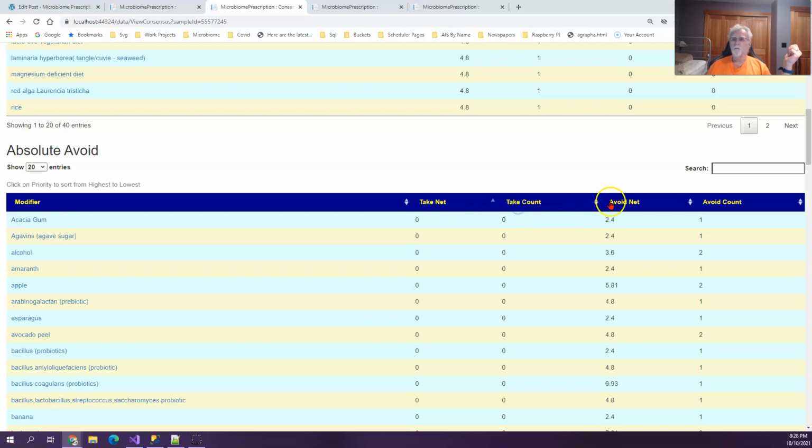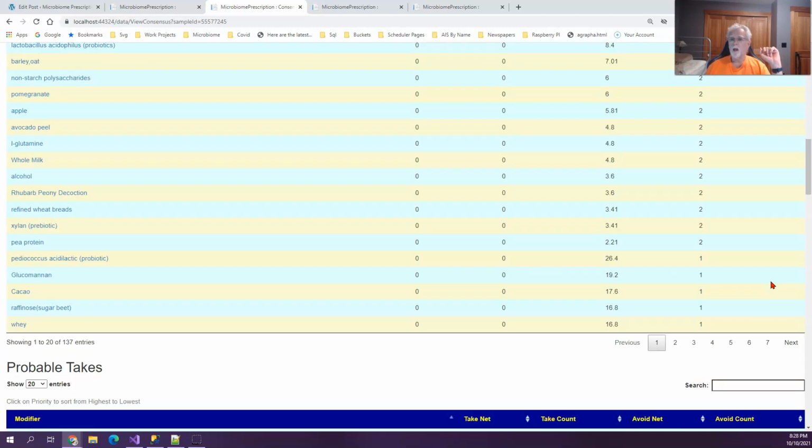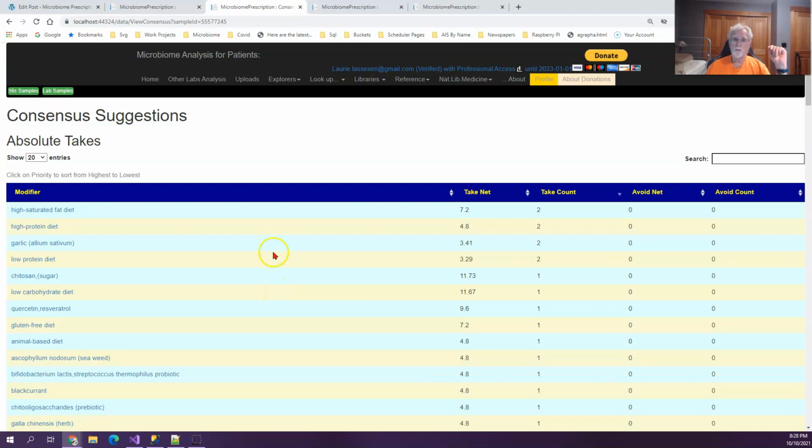Now down here, absolute avoid. Again, click absolute avoid, and then we do count. And what we find is we now see things that should be avoided spelled out, and again the number of analyses that say to avoid it, and then what's the average avoid value, and it goes downwards. And as you can see, we have 137 items on that list, so it's a good number.